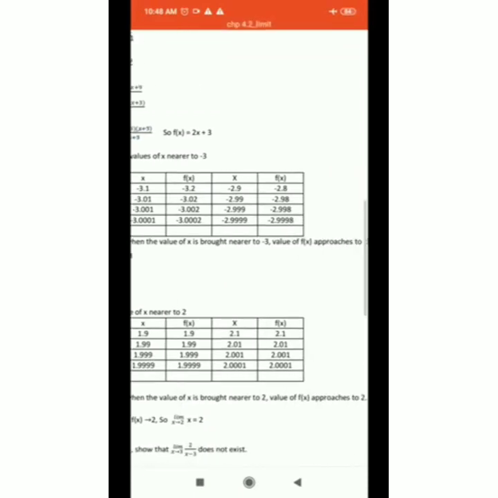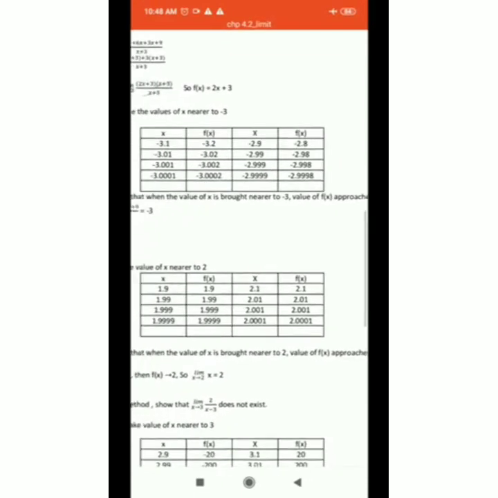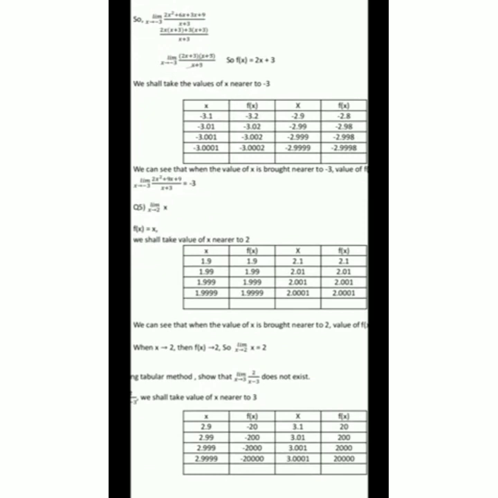So 2 plus 0.1, 2.1, and the output is also 2.1. 2 plus 0.01, that is 2.01, the output is 2.01. 2 plus 0.001, so we get 2.001, and 2.001 will give the answer 2.001. So we can see that when the value of x is brought nearer to 2, either by decreasing or by increasing, the value of f(x) also approaches 2. So with that we complete question number 1, all the 5 sums in that.